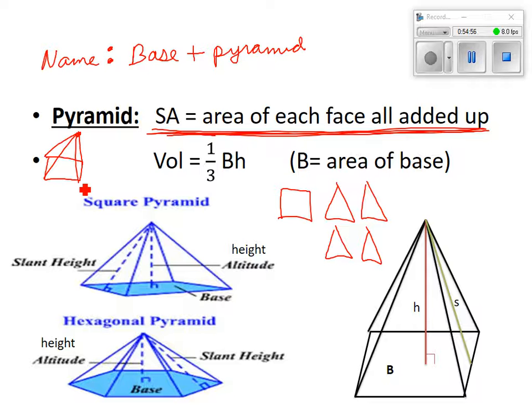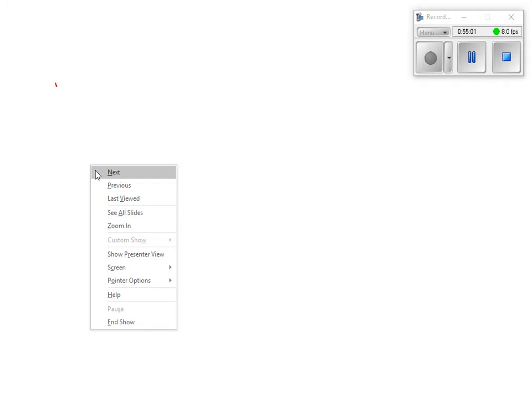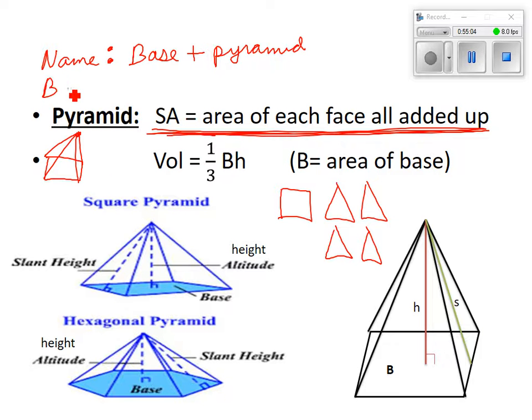But again, for this, you're going to have one base instead of two like in a prism, and the rest are going to be triangles. Always in a pyramid, you've got one base and the rest of the faces are triangles. What kind of shape do I have down here? Hexagonal pyramid. All right?